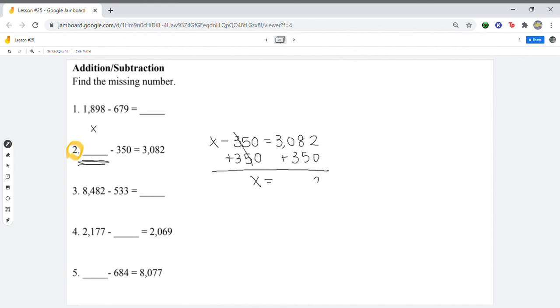2 plus 0 is 2. 8 plus 5 is 13. 1 plus 0 plus 3 is 4, and you'll end up with 3. So your x value should be 3,432. This goes over here.